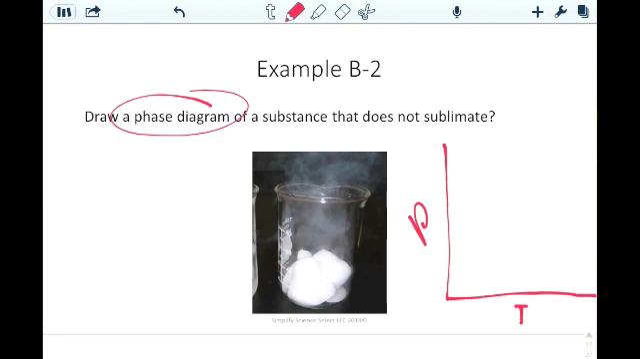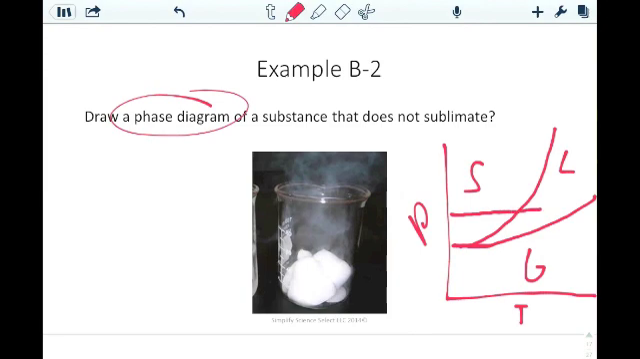So what we would see is we would see something that looks like this. This would be our solid, this would be our liquid, and this would be our gas phase. So there's no point here where we could go that we wouldn't pass through the liquid phase, and so therefore at no pressure or temperature is there anywhere we could go from solid straight into the gas. It's always solid, liquid, and then gas, and so there's no sublimation of this substance.